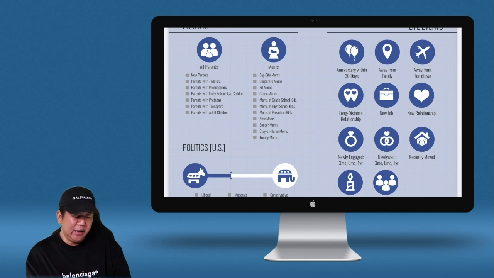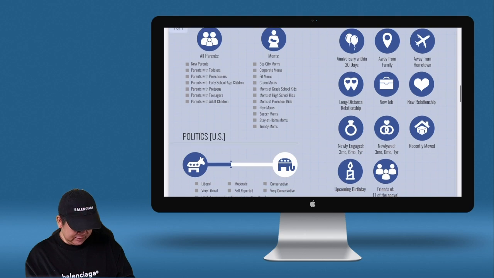So the newly engaged is a very important milestone because it's when people get together, and of course it also depends on the age range. So if you're targeting the 25 to 30 newly engaged, very likely first time home buyer as a proxy. So again, pay attention to parents, live events. There's so much you can do within these segments.